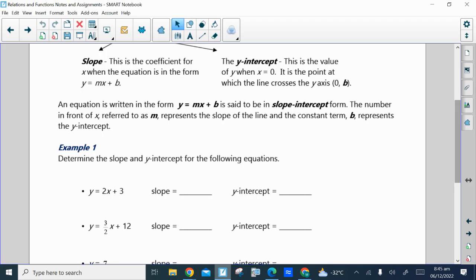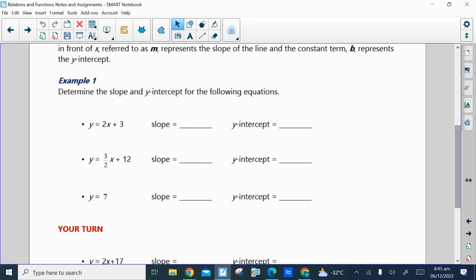So, an equation written in the form y equals mx plus b is said to be in slope-intercept form. The number in front of x, referred to as m, represents the slope of the line, and the constant term b represents the y-intercept. So, for these equations, it says determine the slope and y-intercept for the following. Each one of them is in slope-intercept form because y is by itself.